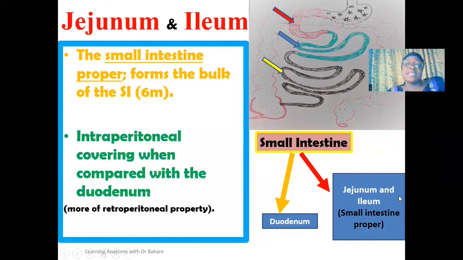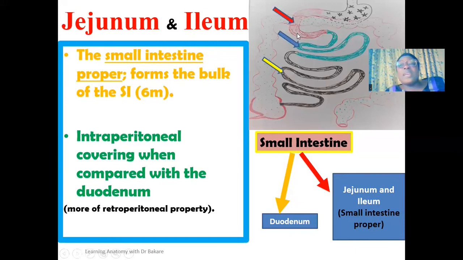Also, the small intestine is seen to be an intraperitoneal organ, which means that the entire surface of the small intestine is covered by the peritoneum. This is well represented in the jejunum and also the ileum. The jejunum and the ileum are intraperitoneal, and that is why we have the development of the mesentery that is used to connect these 2 organs to the posterior abdominal wall. This we would elaborate as we go further with this lecture.